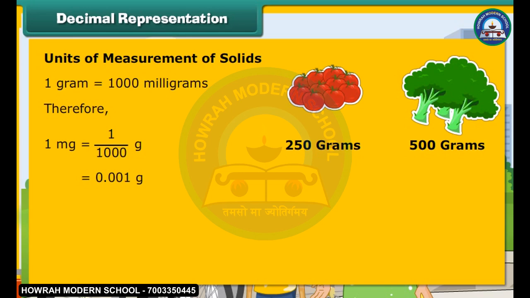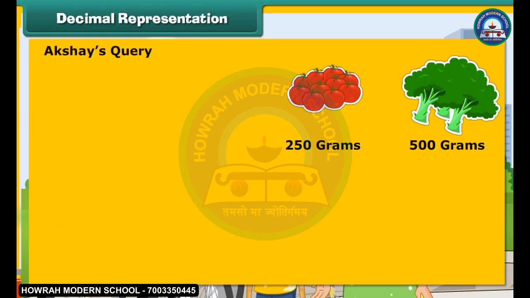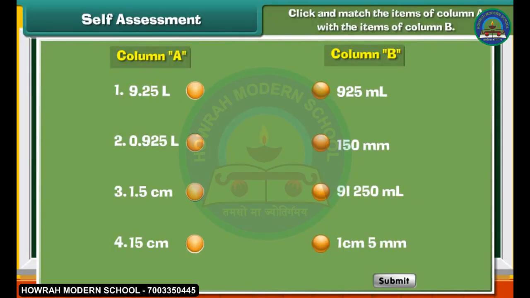That is equal to 0.001 gram. 1 kilogram is equal to 1000 grams. Therefore, 1 gram is equal to 1/1000 kg. That is equal to 0.001 kg. Let us now express the vegetables Akshay's mother purchased as kilograms. 250 gram is equal to 250 by 1000 kg.